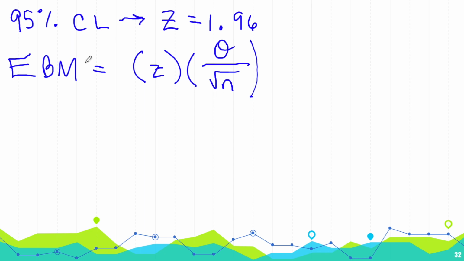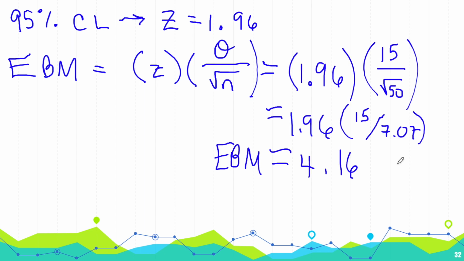And our error bound calculation is as follows. Z times the standard error of the mean, which is our population standard deviation divided by the square root of our sample size. So let me plug the information into our formula. With this calculation, we've determined our error bound is 4.16 pounds. So what does that mean? It means that we're taking a normal distribution.